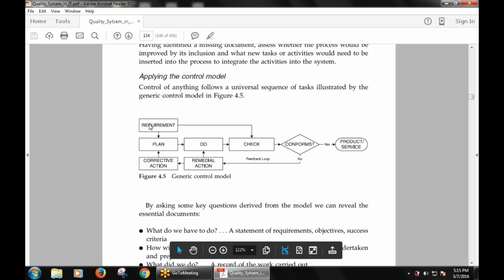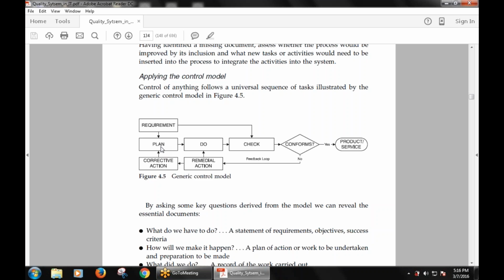So there is a requirement, then a plan, then a corrective action. After getting the requirement, there is a plan: what to do, why to do it, and when to do it. That is the content of the plan. Then there is a corrective action, a remedial action that is also taken. After the plan there is a do, then a check. If that confirms it is okay, then the product or service will be available. That is the generic control model.